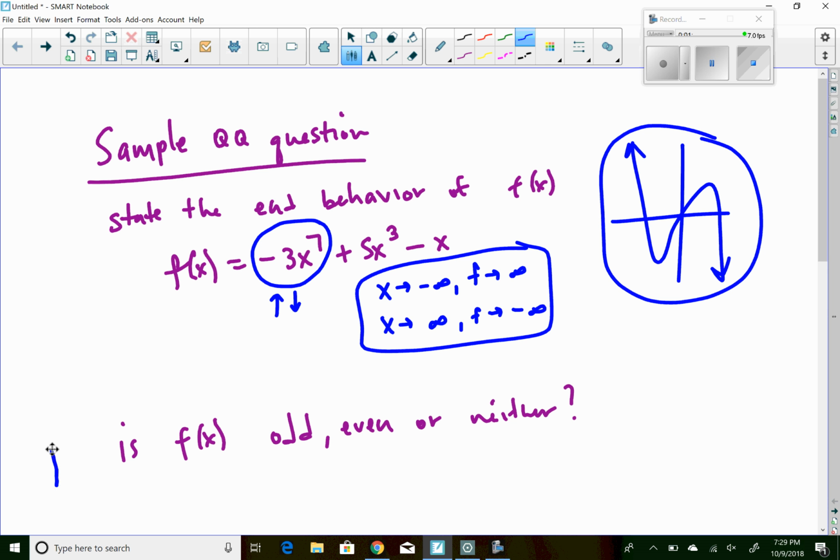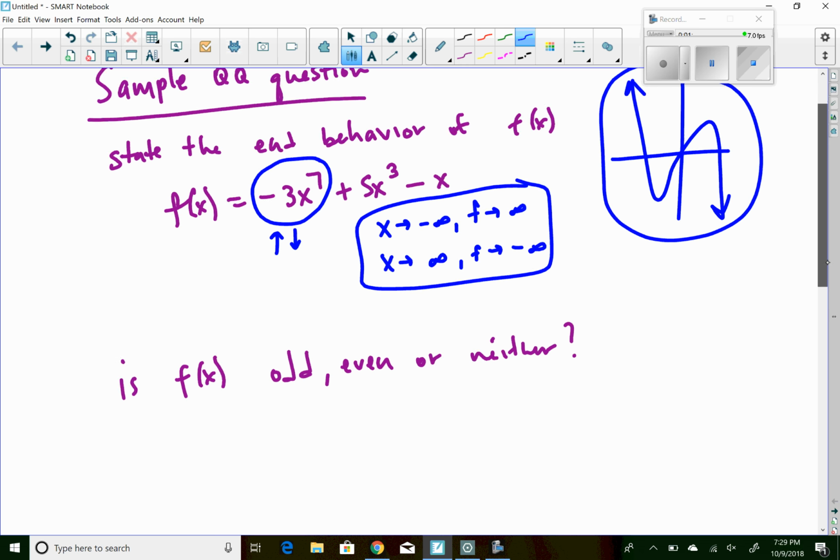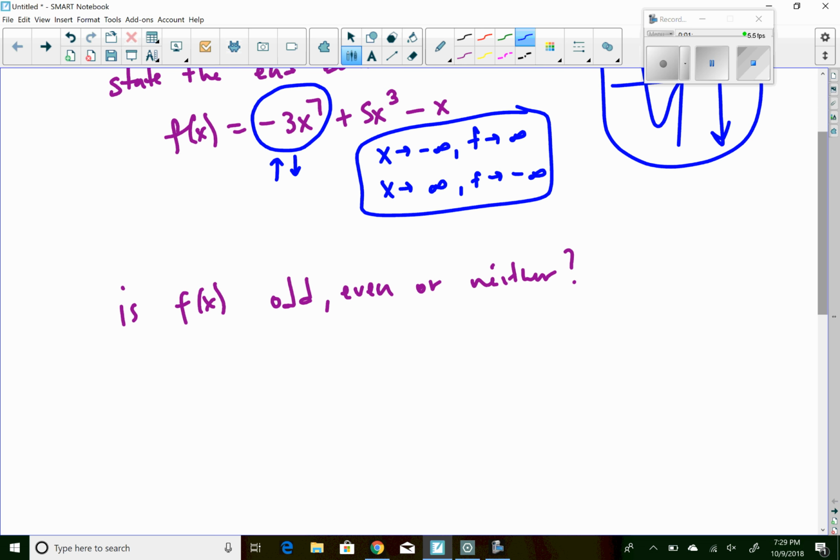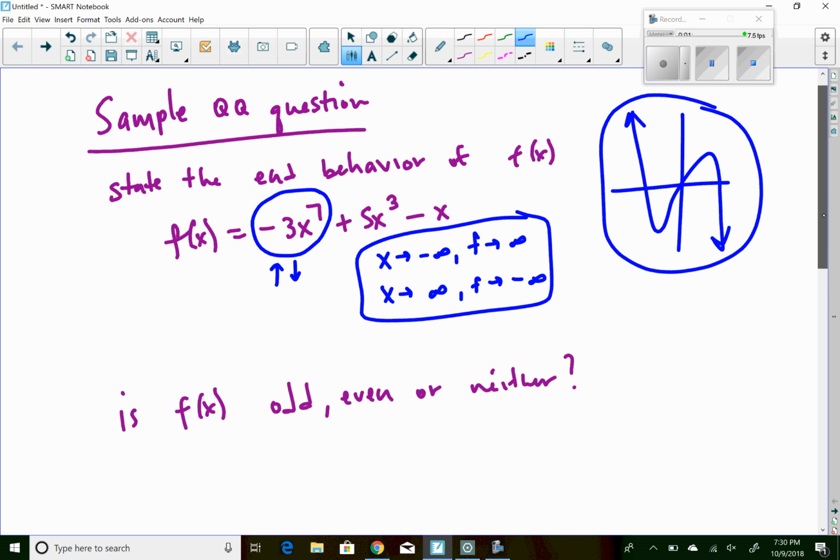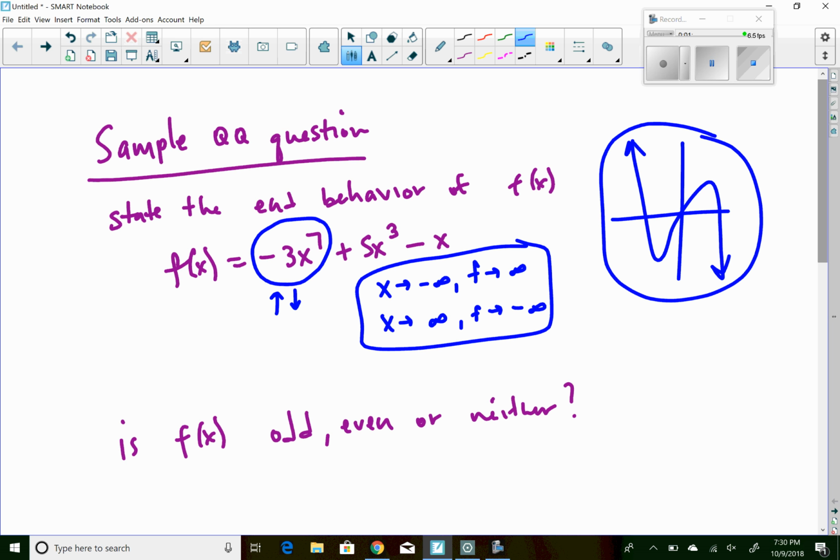For the second part of the quick quiz tomorrow, you're going to be asked if the function that I gave you is odd, even, or neither. So to do that, you can look at the graph and see what kind of symmetry it has. If it has line symmetry, it's even. If it has point symmetry, meaning it's the same upside down, it's odd. If it has neither symmetry, well, this means it's neither.